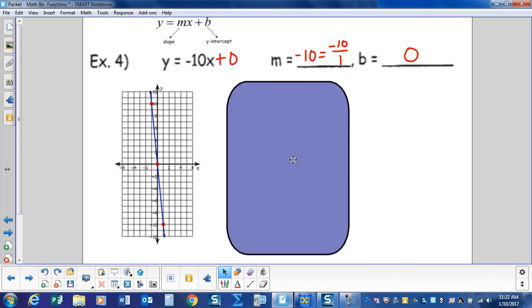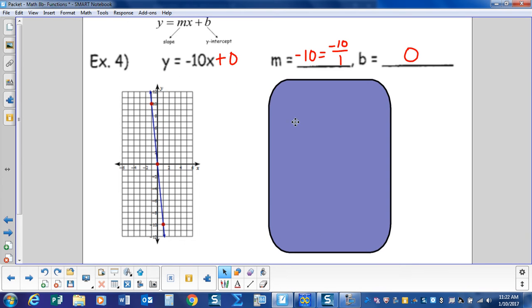So what does that look like? Well, we have a y-intercept of 0. In other words, this graph is going through the origin. And I have a slope of -10, so I fall 10 and run 1. Or I rise 10 and go to the left 1.